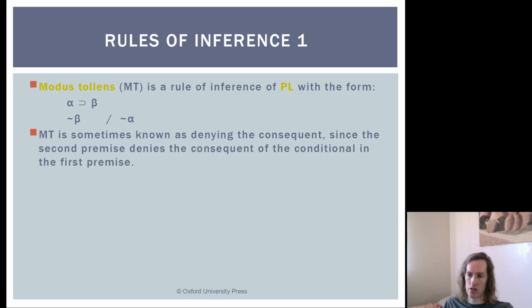So sometimes known as denying the consequent, if we have a relation between an antecedent and a consequent here, this material implication, if alpha then beta, and we know that it's not the case that beta, we deny the consequent, then this allows us to deny the antecedent. Or not deny the antecedent, but we can conclude that the antecedent is not present. All right.